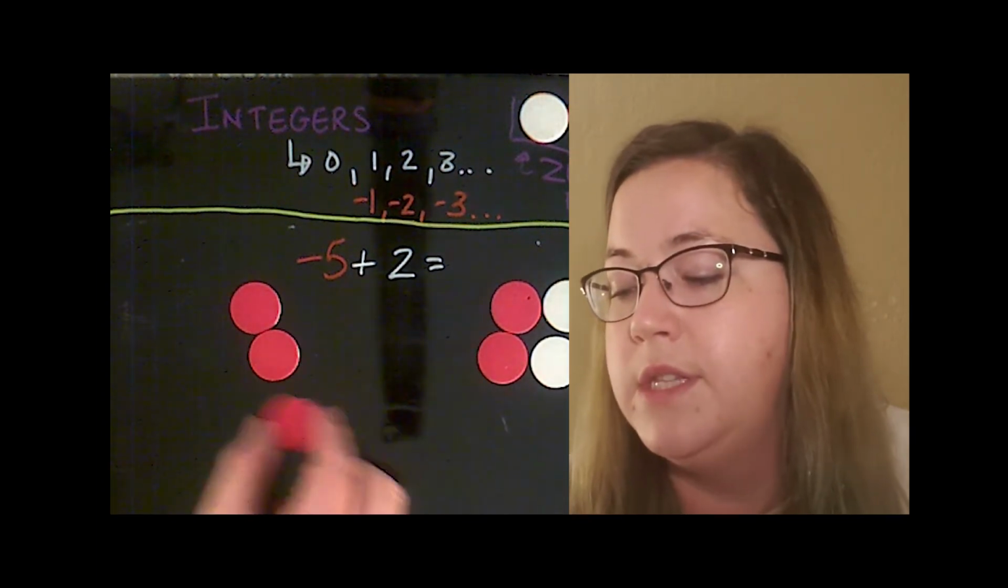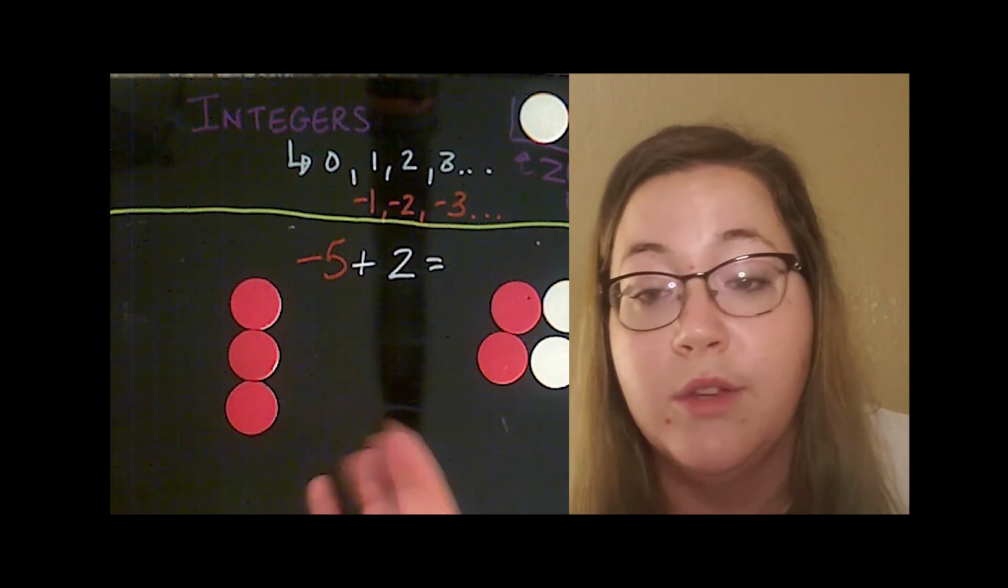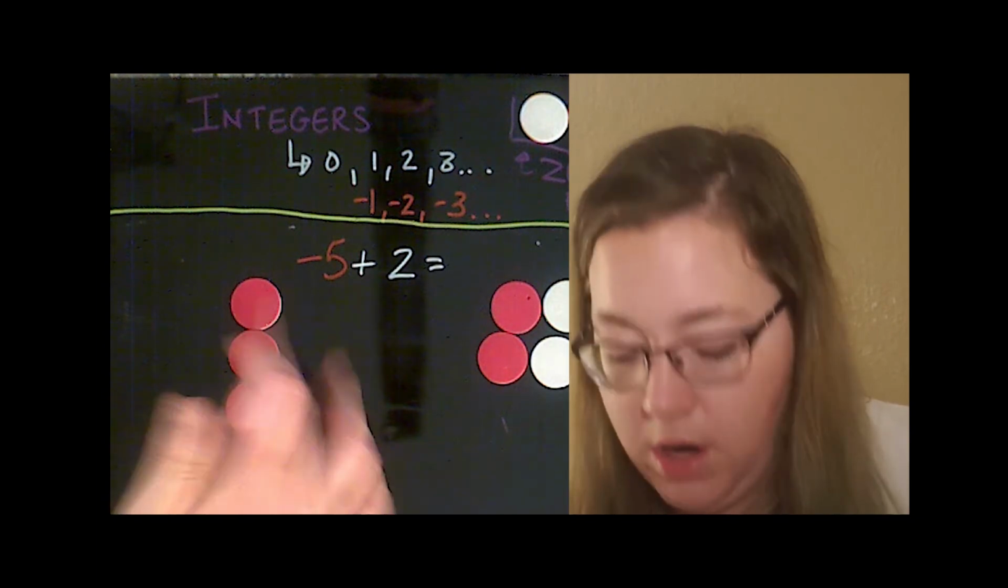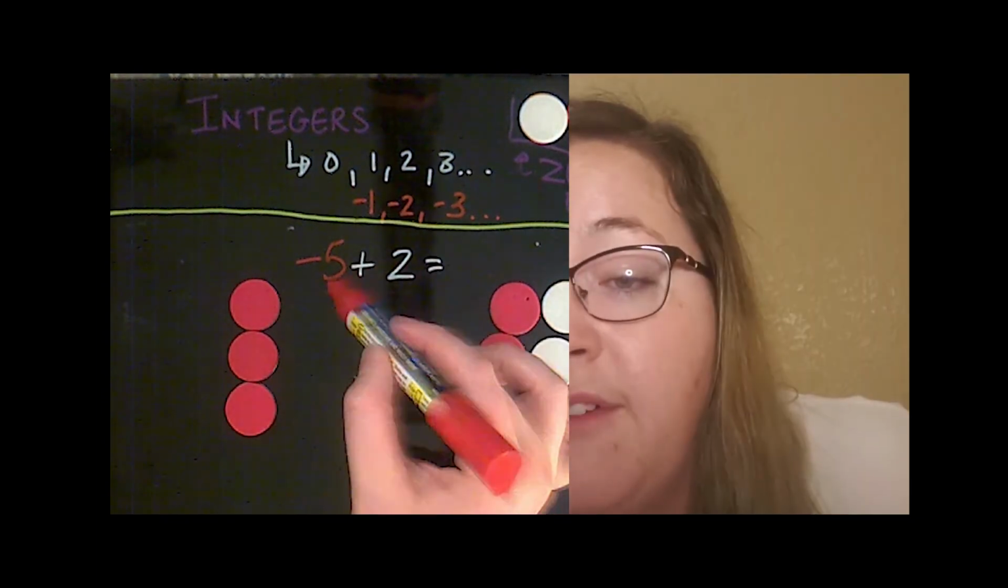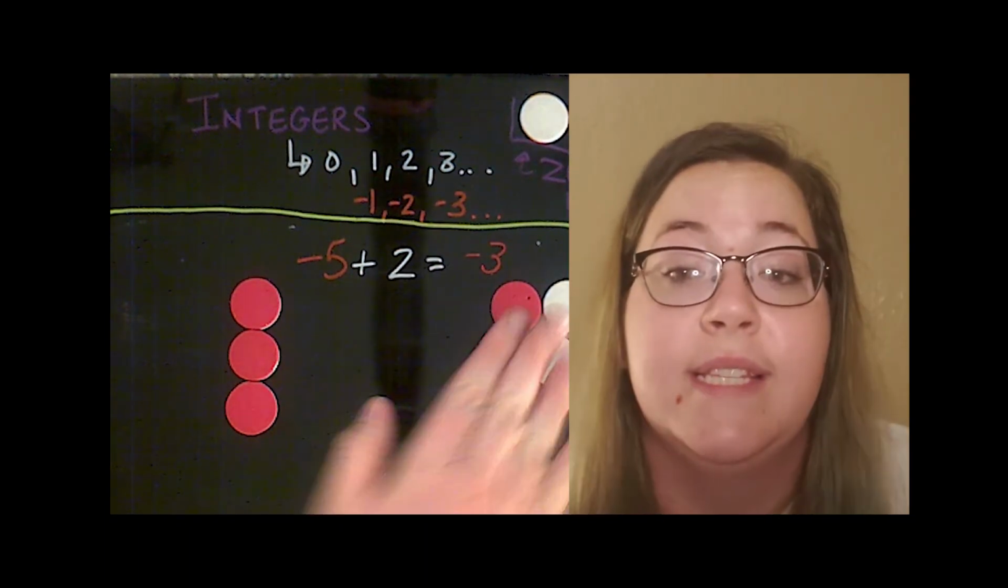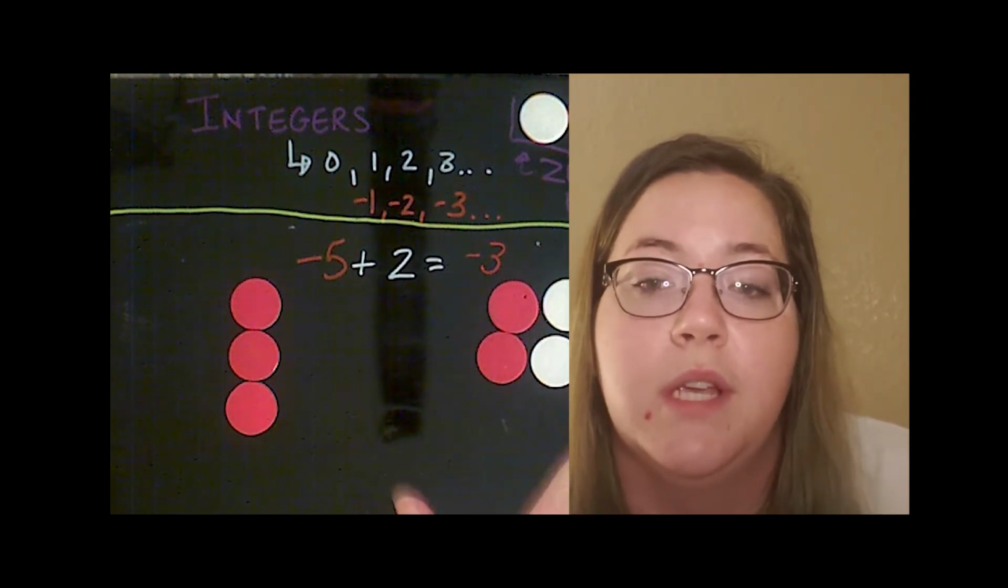Now all that's left is these 3 reds. There's no more whites to make 0 pairs. So my answer is 3 reds or 3 negatives. -5 plus +2 is -3. Remember, these guys count as 0, so we just ignore them.